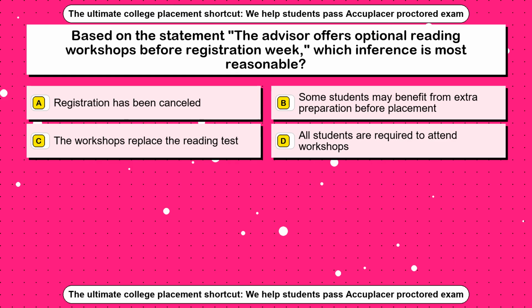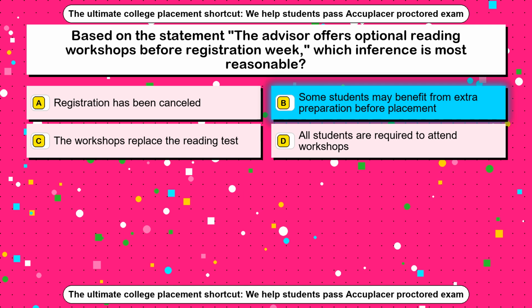Question 71. Based on the statement, the advisor offers optional reading workshops before registration week. Which inference is most reasonable? Option A, registration has been cancelled. Option B, some students may benefit from extra preparation before placement. Option C, the workshops replace the reading test. Option D, all students are required to attend workshops.